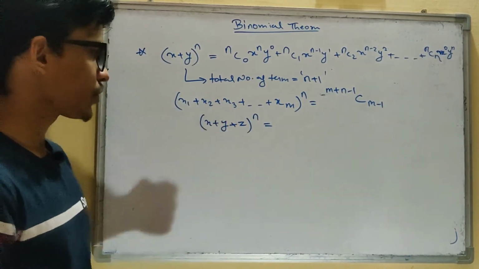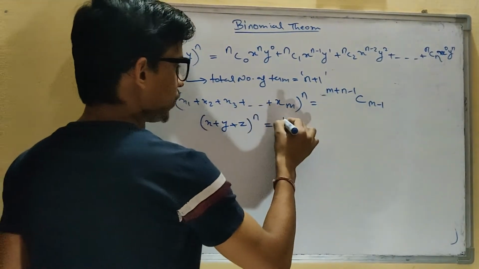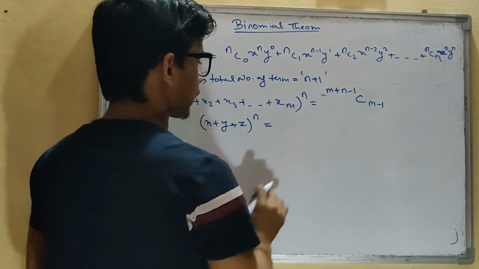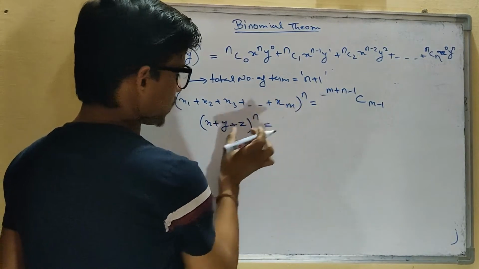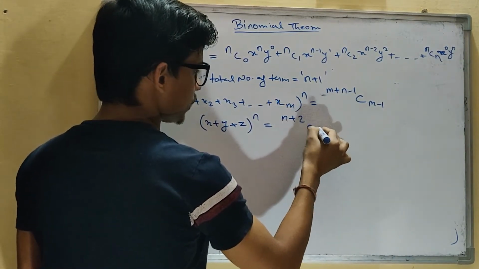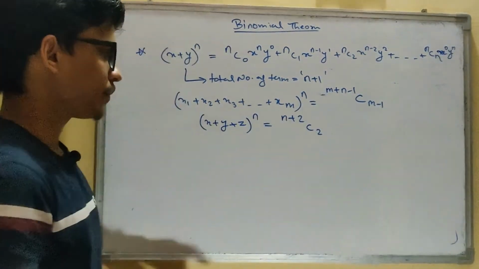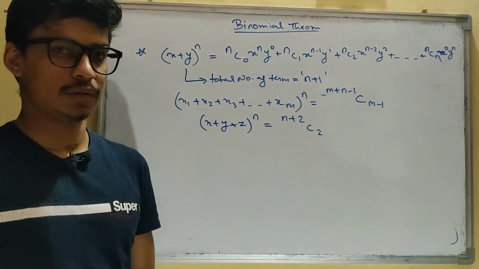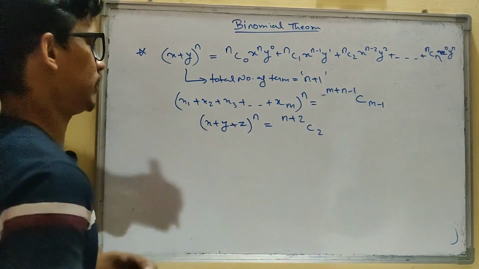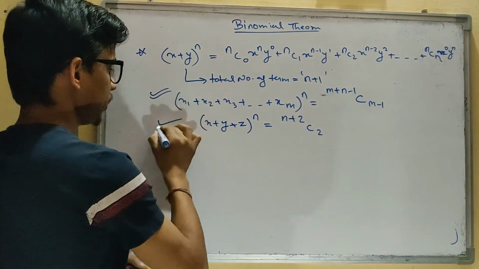So in the expansion of this, how many terms are going to be? n plus 3 minus 1, which is n plus 2 actually, because the value of m is 3. There are 3 terms, so it is going to be n plus 2 C 2. So n plus 2 C 2 is the total number of terms. They may ask us direct questions on this, so you should know this.